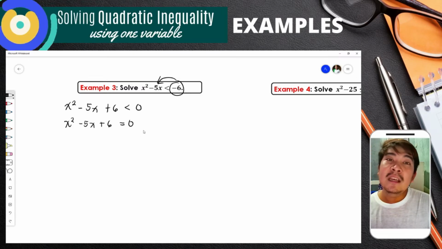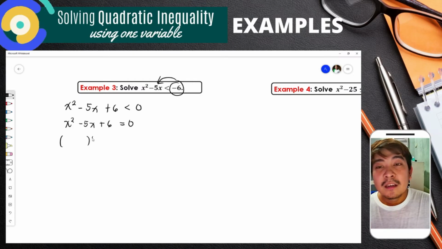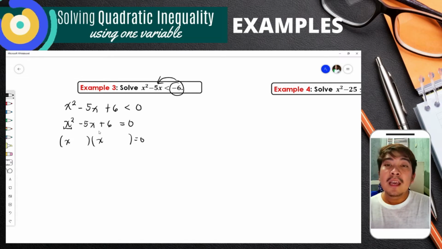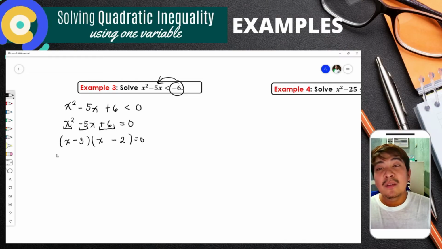And if you can see, the given quadratic equation is factorable. So we first factor x squared. The factors of x squared will be x times x. Okay? And then we need to think of factors of positive 6 that when added give negative 5. So that will be negative 3 and negative 2. Negative 3 times negative 2 is positive 6. Negative 3 plus negative 2 is negative 5.